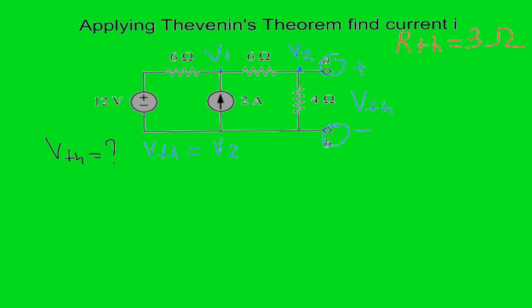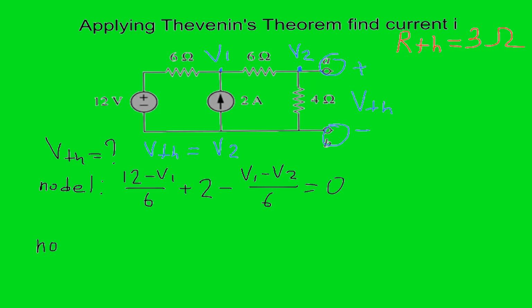So let's do this. For node 1, what do we have? The first current is coming in due to 12 volts. So we have (12 minus V1) over 6. Then 2 amps coming in, so we put plus 2. And then the current from V1 to V2 going this way, out from the node. So we put minus (V1 minus V2) over 6 and equals 0. So this is the equation for node 1.